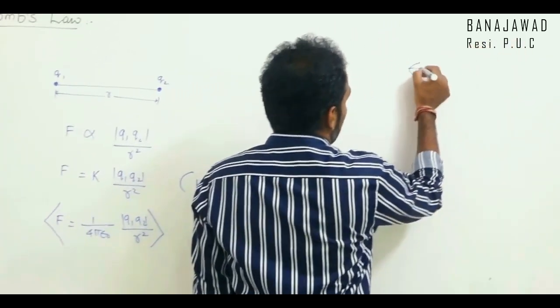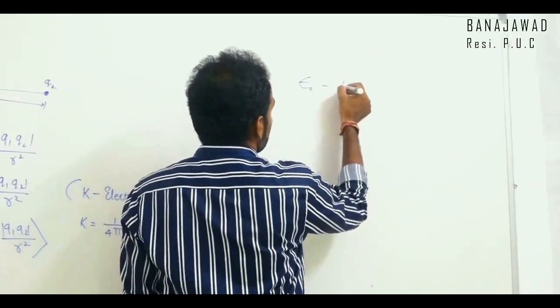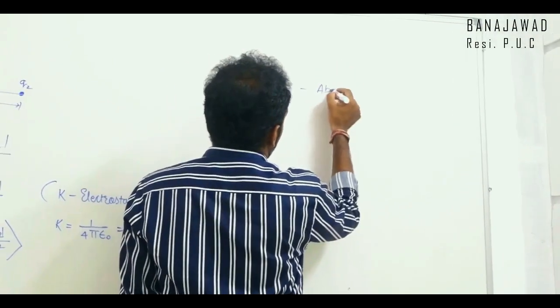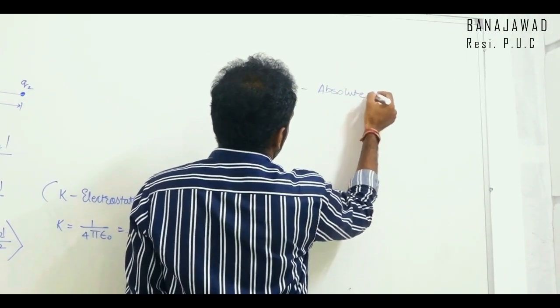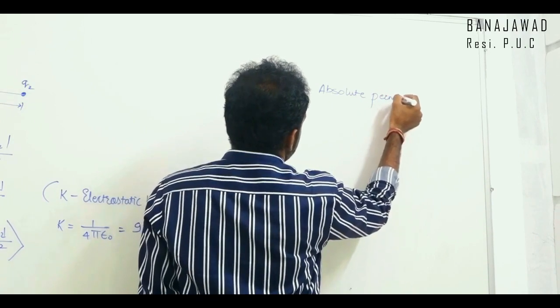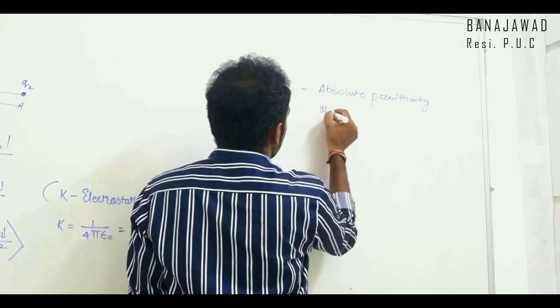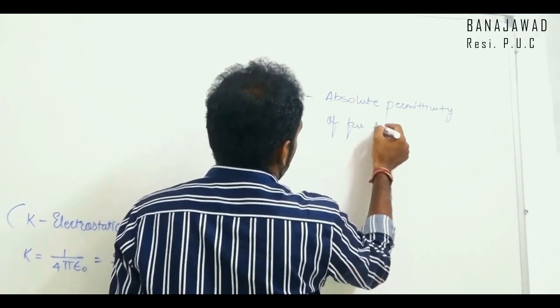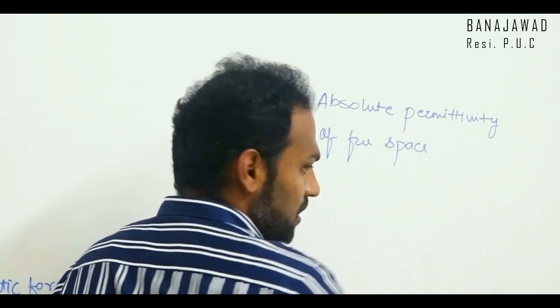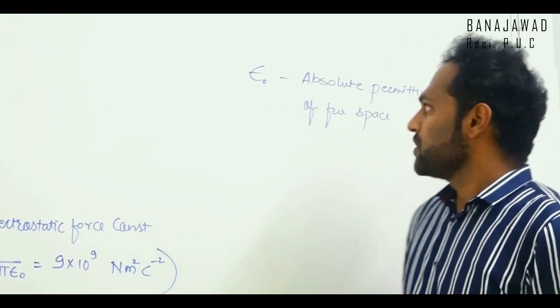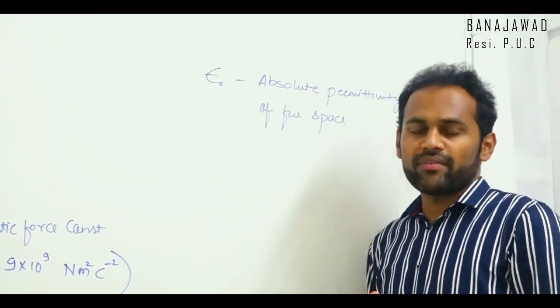Epsilon naught is called absolute permittivity, the absolute permittivity of free space. So what is the absolute permittivity of free space? Free space means vacuum. That is said to be free space. So epsilon naught means absolute permittivity of free space.